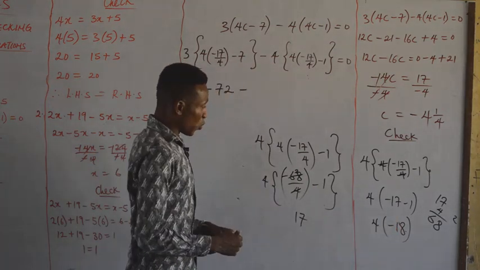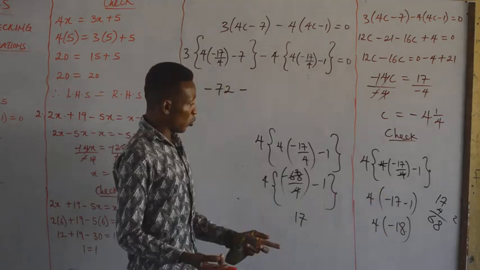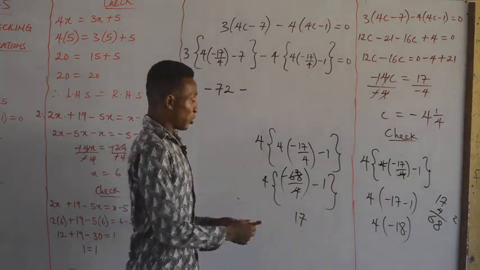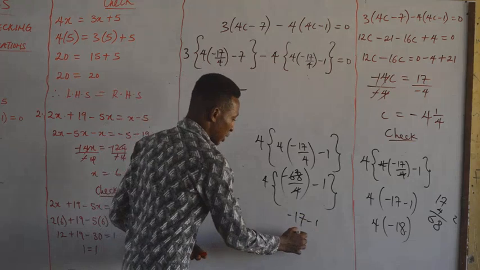So you don't need to waste your time. That was why I had to use this method. But in case you want to use this particular one, you are free. So here you are left with minus 17 minus 1. So that gives you minus 18.